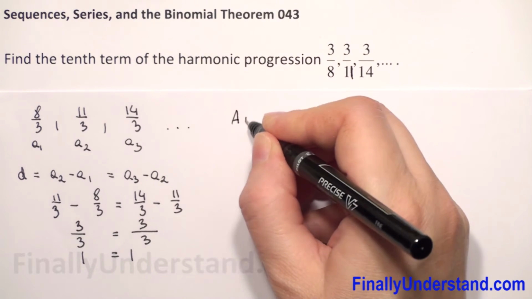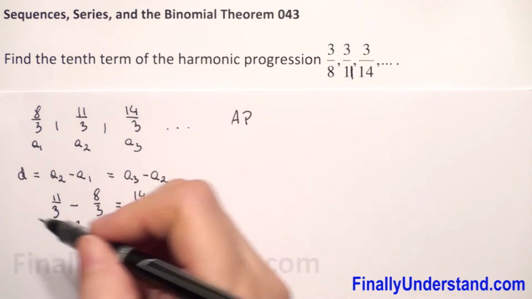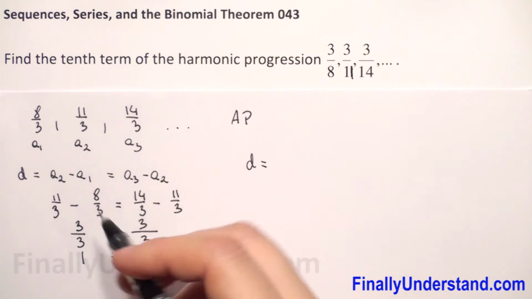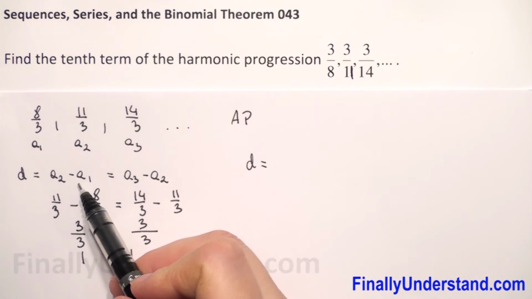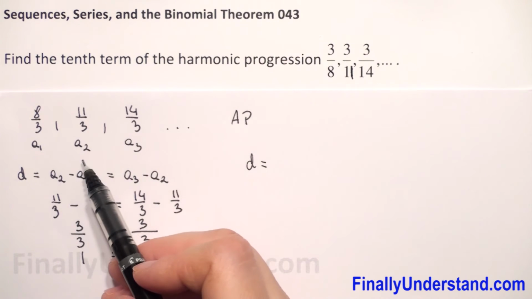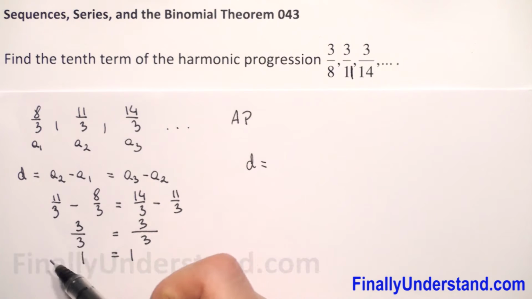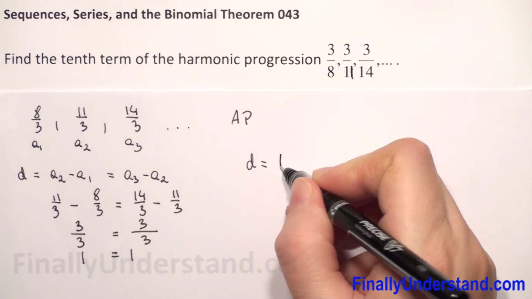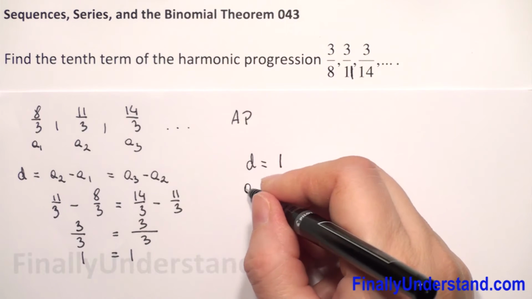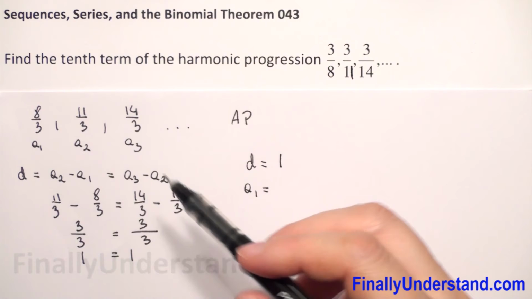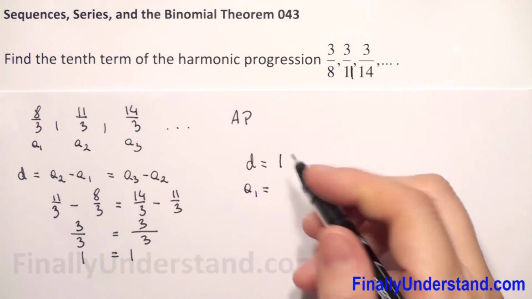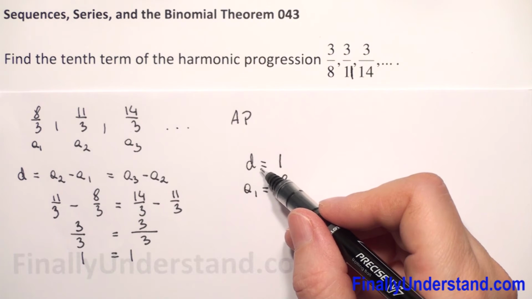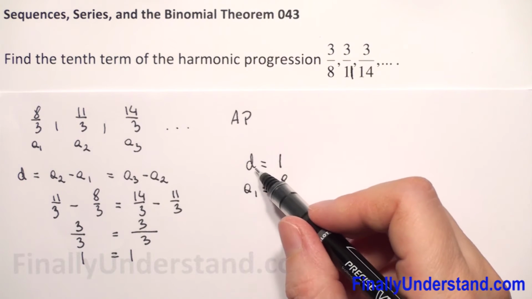This is arithmetic progression. The difference d, we can write that d is equal to what? We calculate that the difference between consecutive terms a2 and a1 is what? 1. So d is 1. We have the first term a1 is 8 over 3. When we have first term and the common difference, we can calculate.